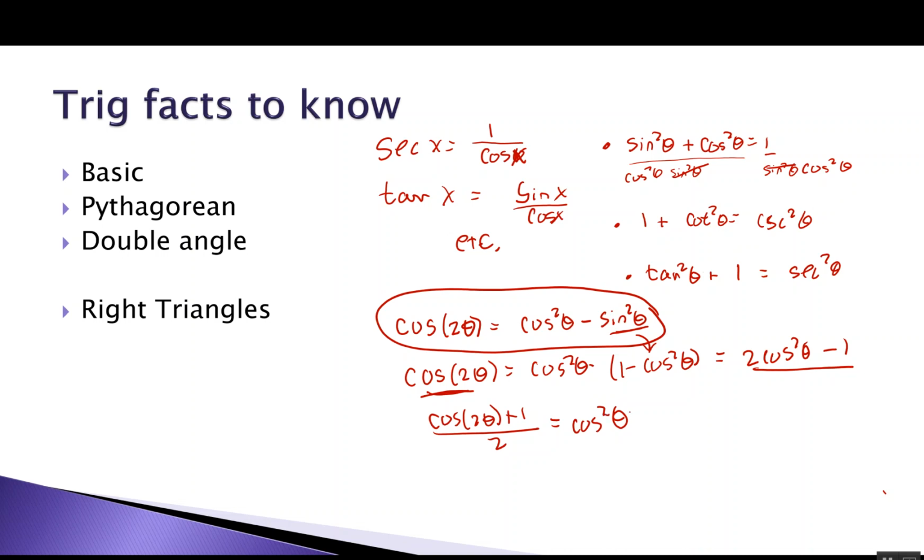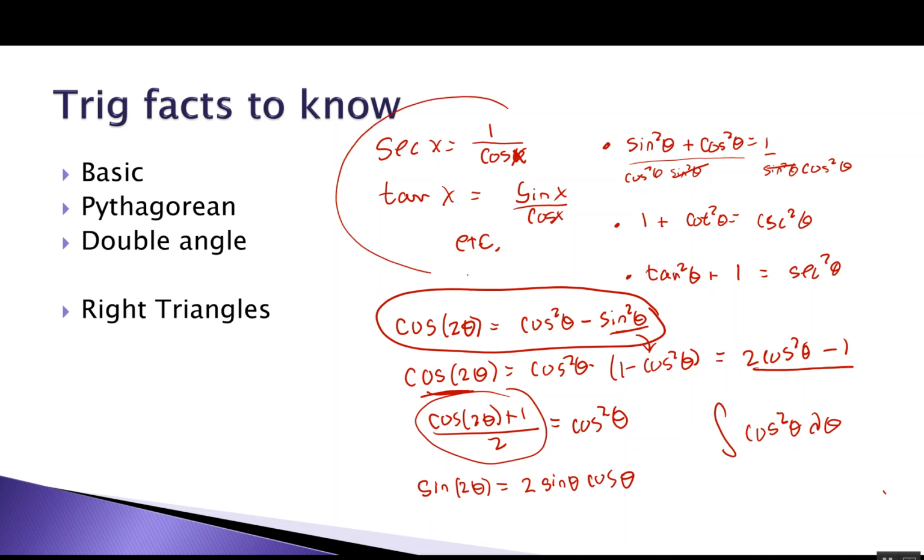Here's why this is so important. You can't integrate cosine squared theta d theta directly. But if you use these double angle identities, you can definitely integrate it by using that identity. Let's see. Also, sine of 2 theta is 2 sine theta cosine theta. That one gets used not as much, but it does get used a little bit. So you should know those identities.